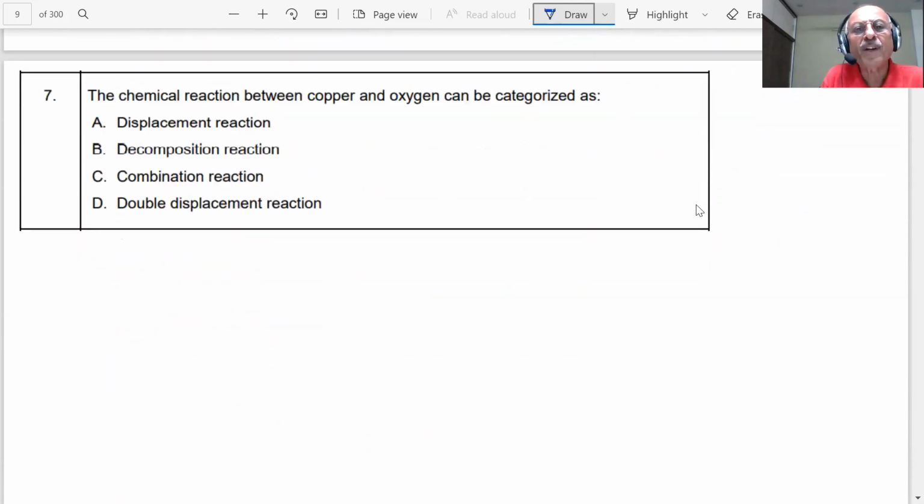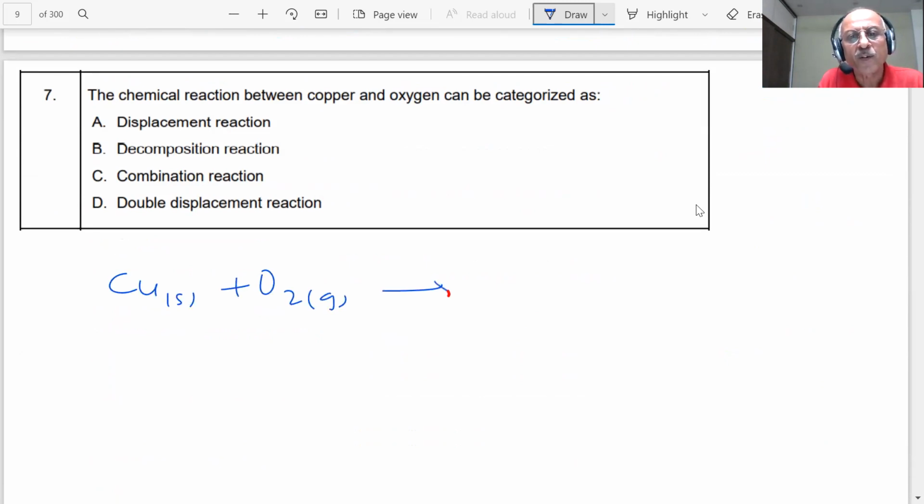The chemical reaction between copper and oxygen can be categorized as. So students, you have studied what is a displacement reaction. You have copper. It is reacting with oxygen and it is forming copper oxide, student. Copper oxide. Now you know this reaction. If I balance it, this is the reaction. So what is this reaction, student?